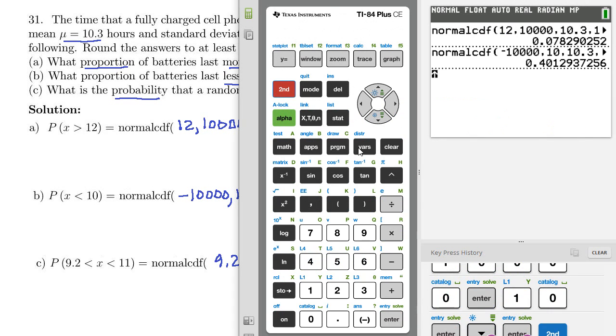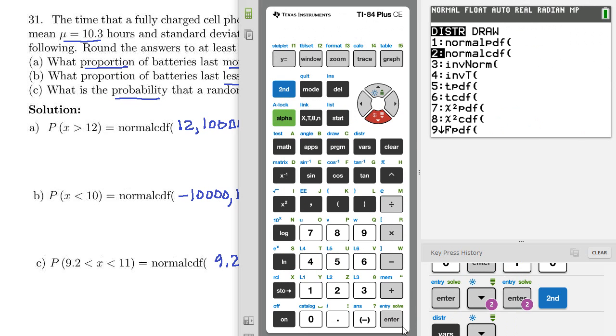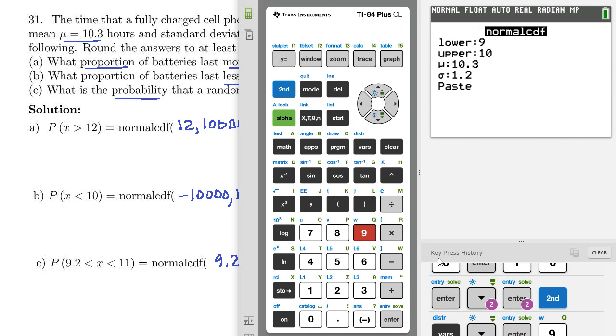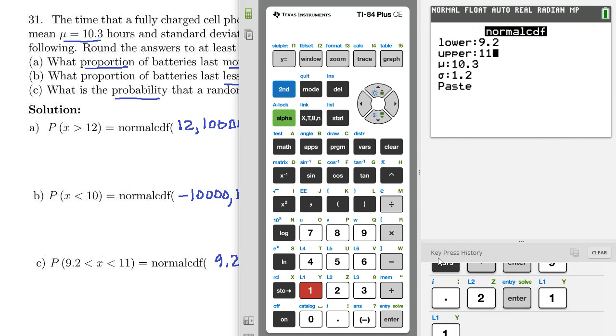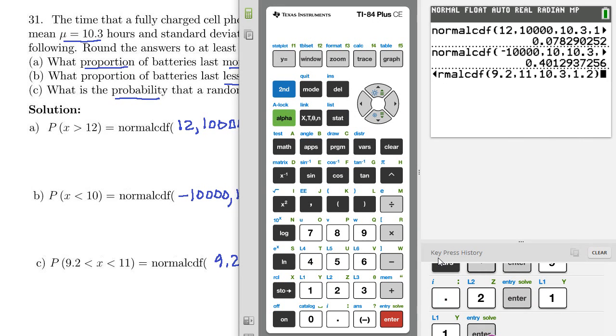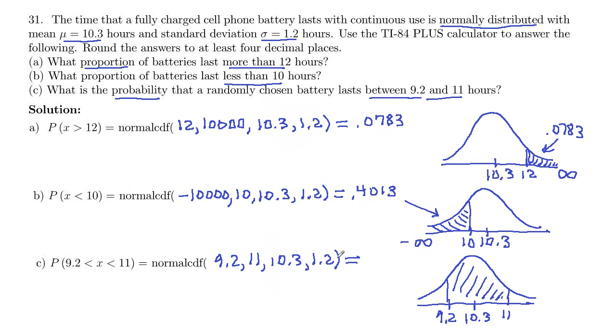So second variables, normal CDF, 9.2 to 11. Other information stays the same, 0.5405. So that area in there, 54.05% of the area. So 54.05% chance that a randomly chosen battery would last between 9.2 and 11 hours on a full charge.